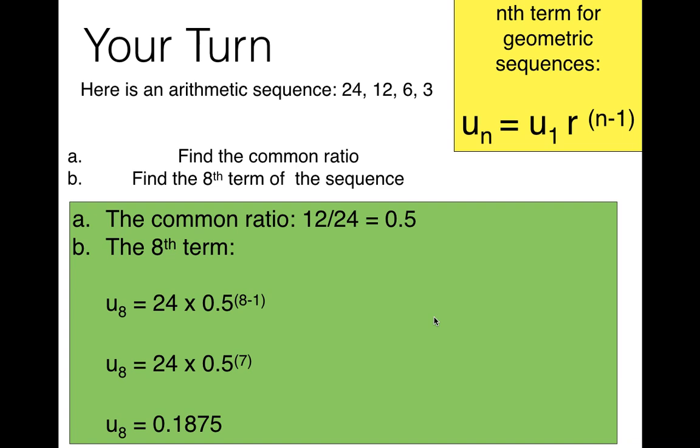Always make sure that you write down what it is that you're doing in the exam in the working area, so that if anything does go wrong when you're inputting it into your calculator, the examiner knows that you had the right idea.